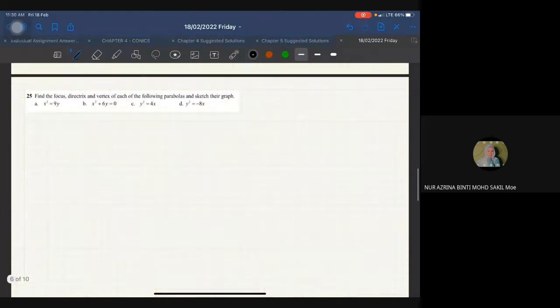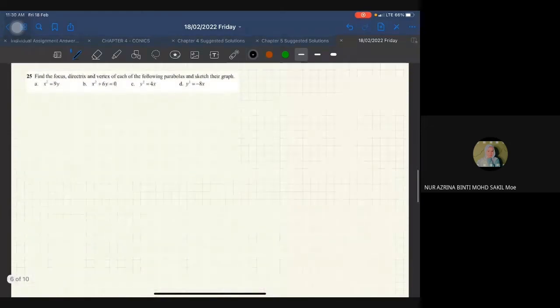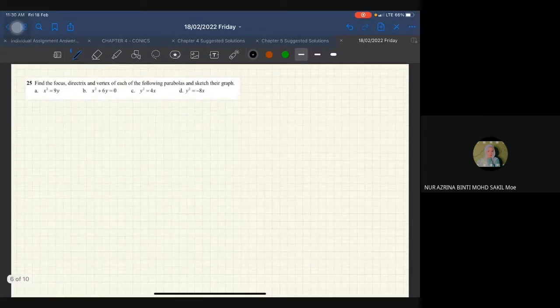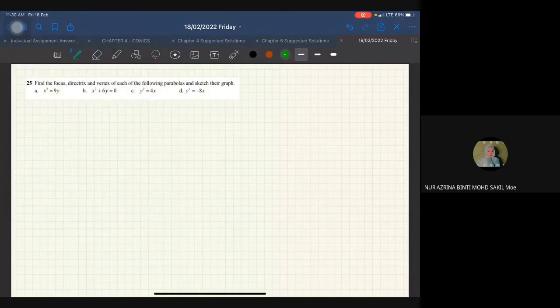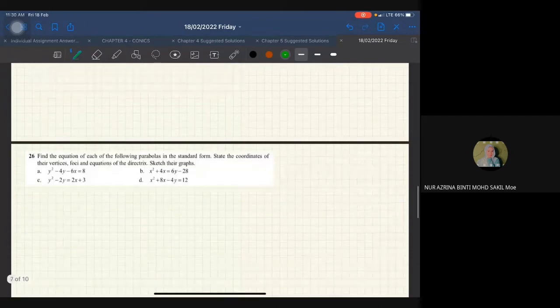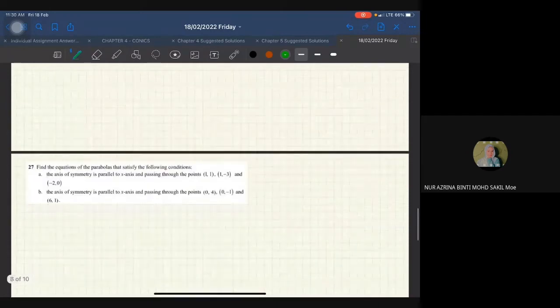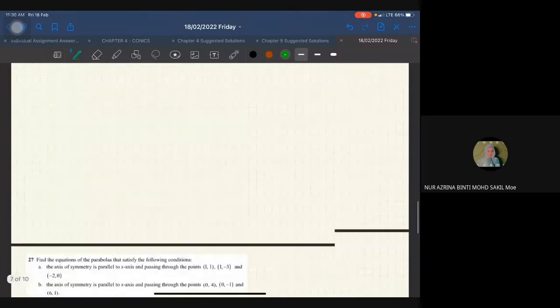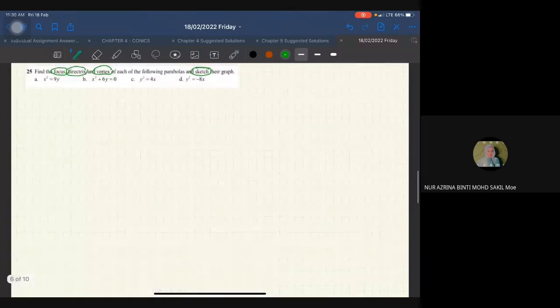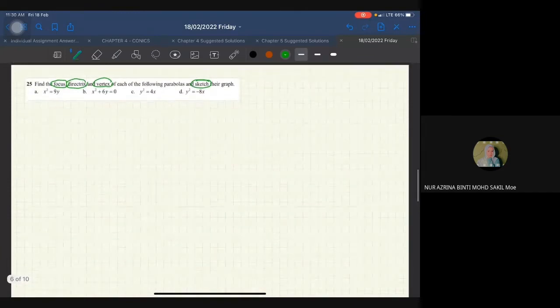Okay, so soalan nombor 25. Dia minta kita find the focus, directrix and vertex. And then you need to sketch the graph lah. Okay, so focus, directrix, vertex and then sketching. Okay, so ini adalah soalan nombor 25. Kejap. So this one 26, 27, 28, 29. Okay, so there are 5 questions left altogether. Okay, so nombor 25 ni saya rasa senang.